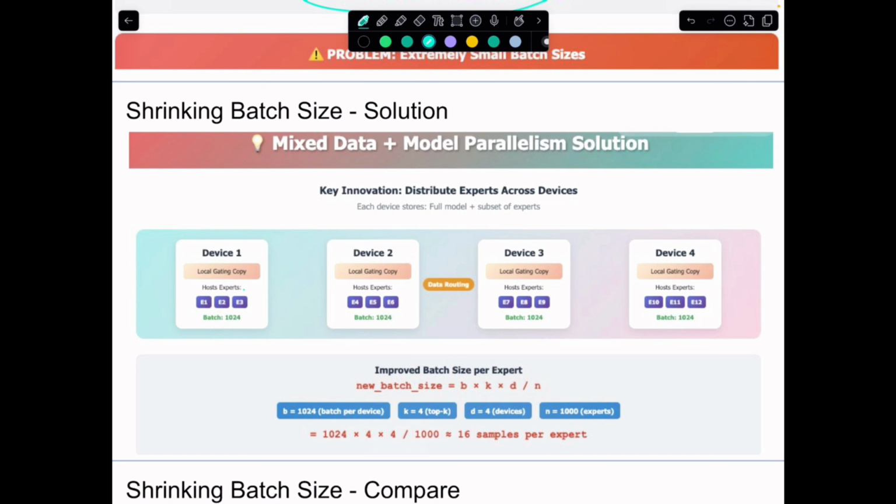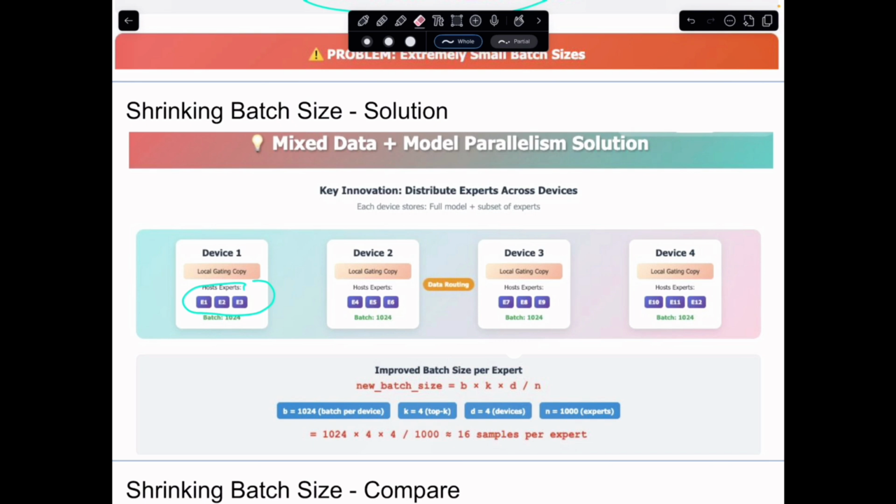For example, device 1 hosts like 3 experts, and continuing this, each device hosts different experts. Why does this help? As we just talked about, the MOE has two steps. One is the routing step. Each device still has its local gating network. This gating network will tell, for this input data, which expert it should be routed to.